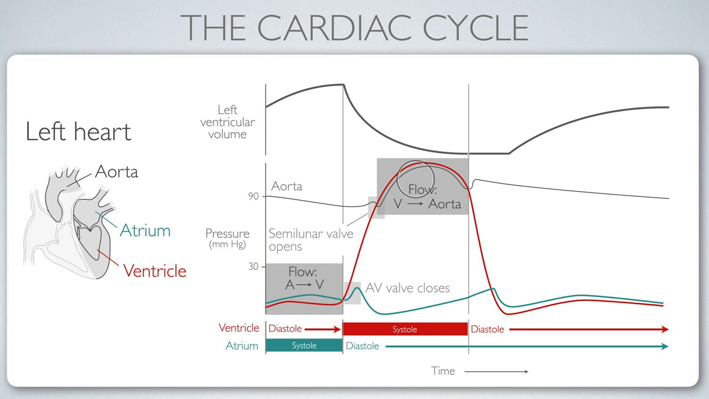We get another closure of the semilunar valve reflected in the pressure in the aorta. And we also have an opening in the AV valve reflected in the atrium pressure here. Now, once that occurs, now blood can flow towards lower pressure. That low pressure is in the ventricle.